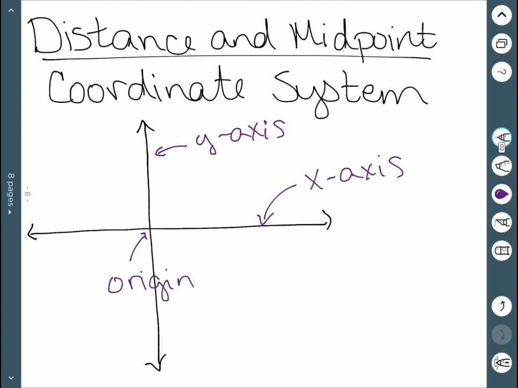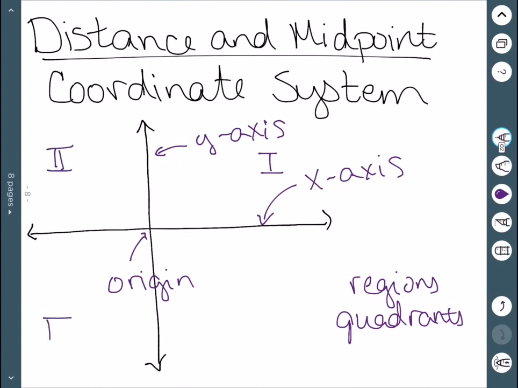And we can also divide this up, and we can see that there are actually 4 regions here. The different regions are known as quadrants. The quad because there are 4. We start with our first, second, third, and fourth quadrant, and we tend to use Roman numerals for these.